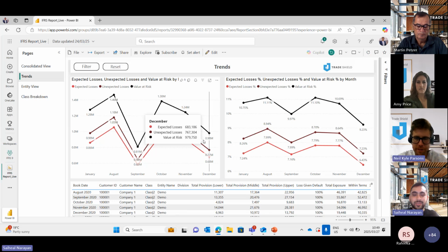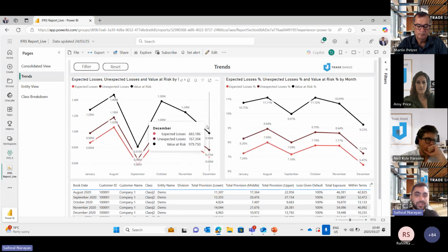Awesome. Yeah. Thank you, Sayal. Yeah, so it's all dependent on how many times you run it. If you had to only run it in December, you wouldn't get lines or a trend. You'd get one point in time. This is your provision at this point.